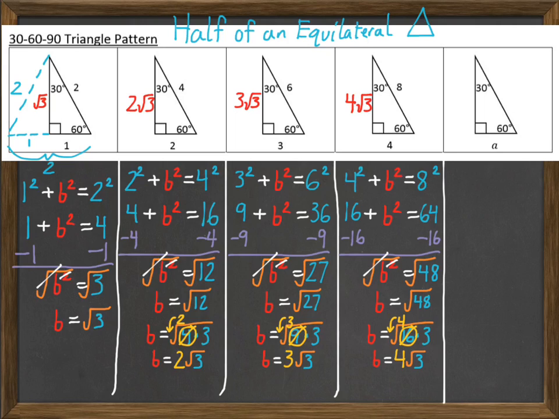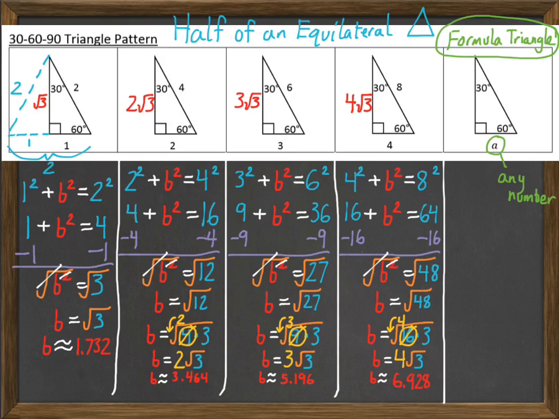I'm seeing the same thing that just happened with the 45-45-90 triangle. 1 square root of 3, 2 square root of 3, 3 square root of 3, 4 square root of 3. Again, these are just decimal numbers. We could change them if we wanted to. We don't need to, but you always can if you want to in the calculator.